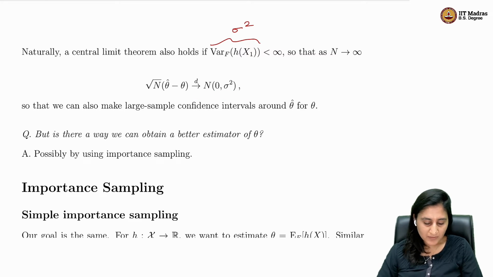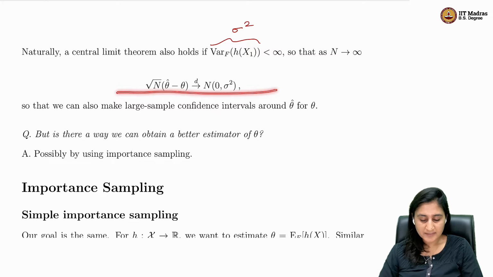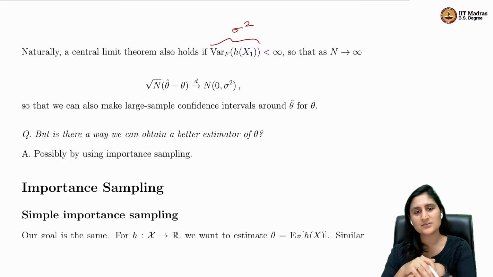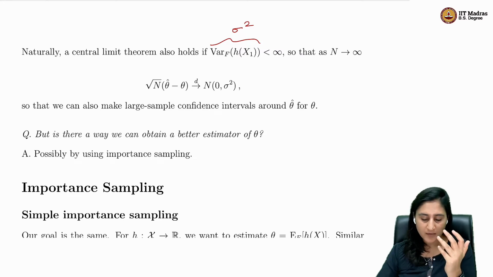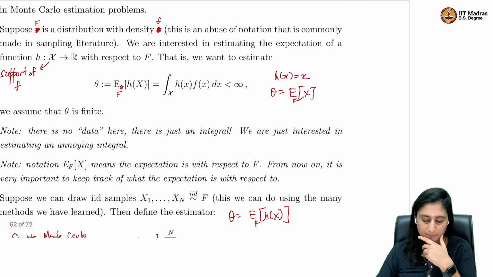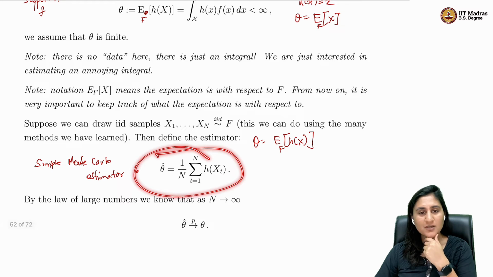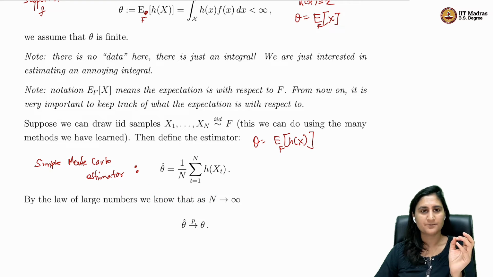Okay, and then we can use this CLT to make inference or to understand variability or to make some confidence intervals around theta hat for theta. Okay, the idea is that as statisticians or people involved in data science, we are not happy with just a point estimate of theta.